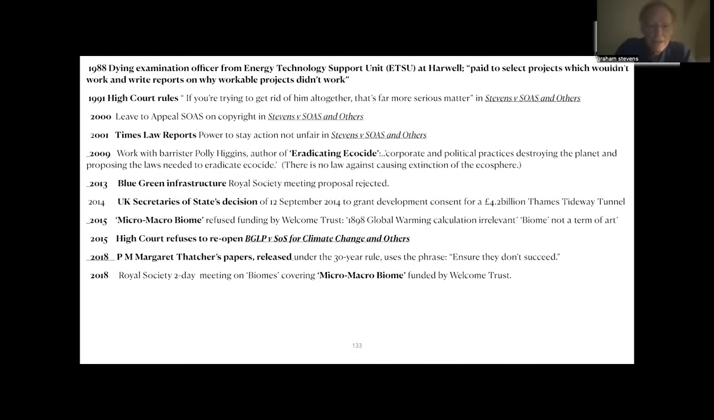Then in 2018, the Royal Society had a 2-day meeting on biomes covering micro-macro biomes.